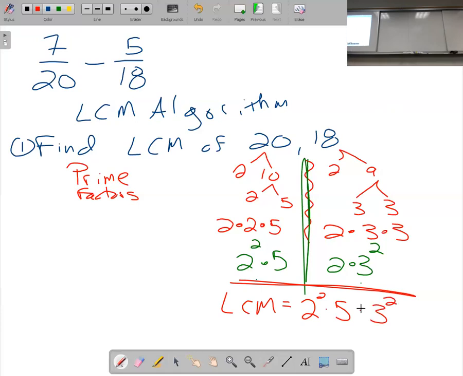So this combination of factors right there is the lowest common multiple, so now I have to multiply all those out. If I take one of these, 2 times 5, that gives me a 10. The other, 2 times 9, is 18. 10 times 18 is 180.